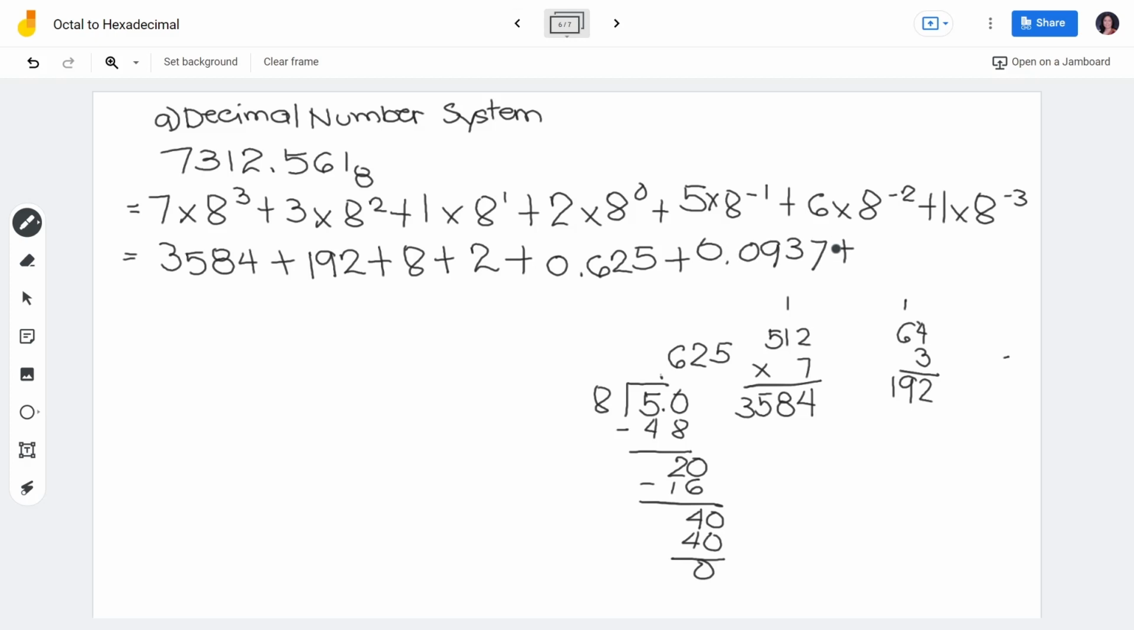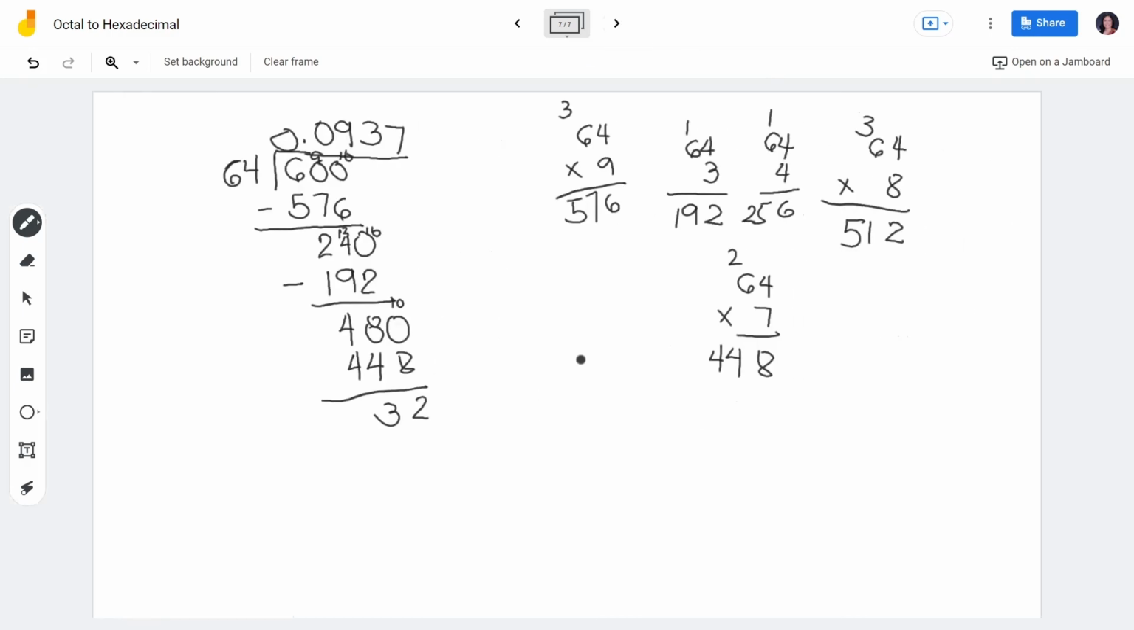0.0937. And then the last value is 1 over 512, since 8 raised to 3 is 512. So 8 raised to negative 3 is 1 over 512. So let's have here 1 divided by 512.